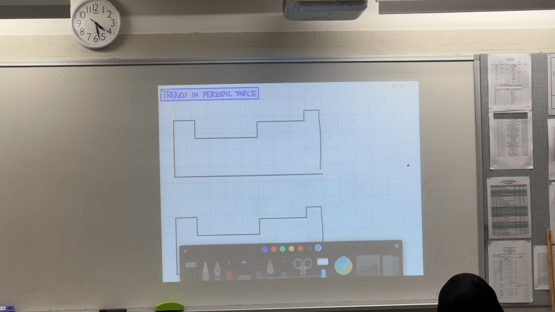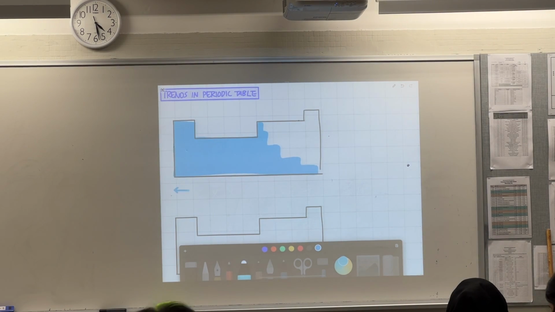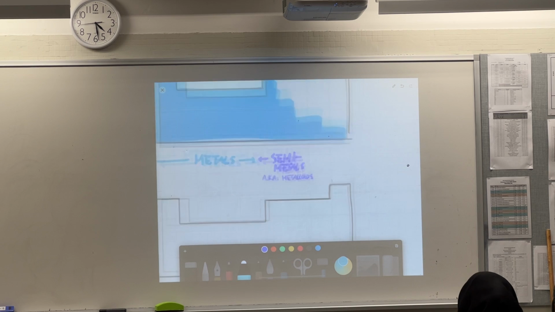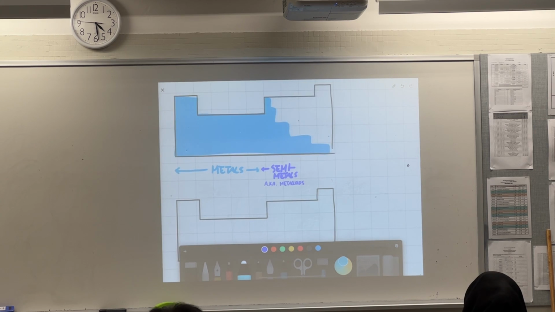Yeah, so you don't have to draw this table, but you can just draw an arrow here saying, well, on the left we have the metals. In between we have the semi-metals, and semi-metals are also known as metalloids, aka metalloids. You may see this word in exam. Just treat it as the same thing as semi-metals.